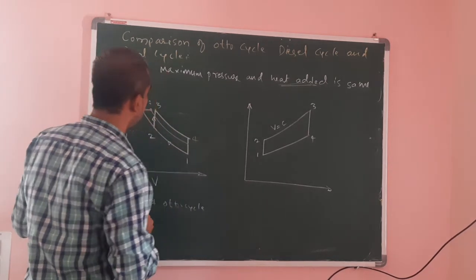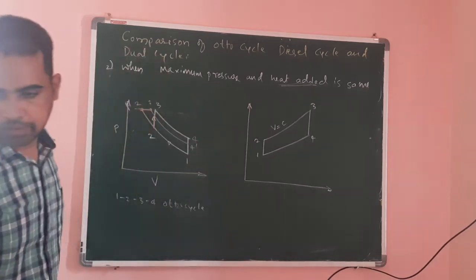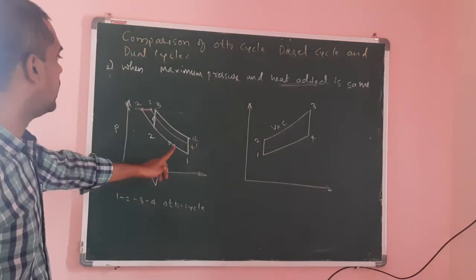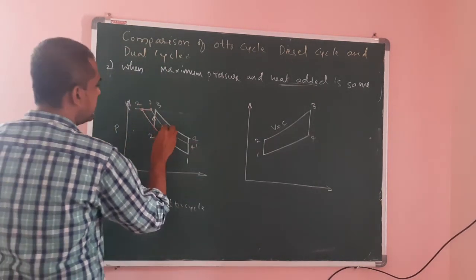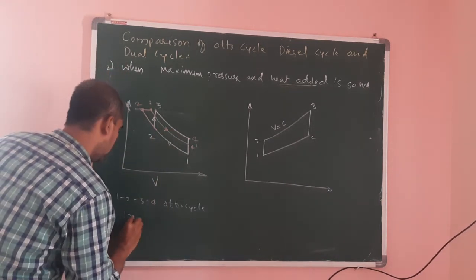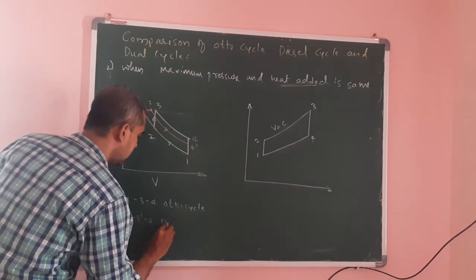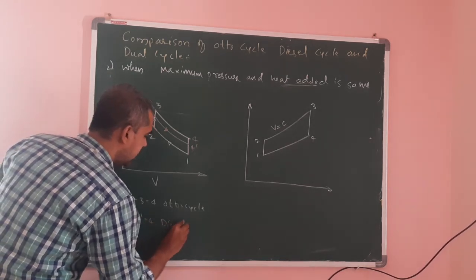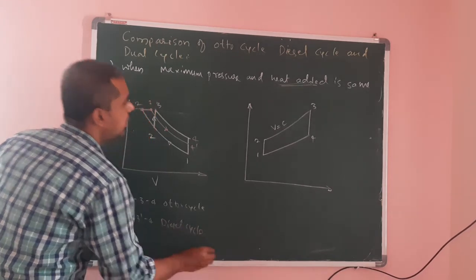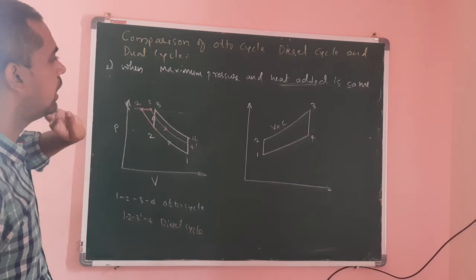This is 4 dash. Here 1, 2, 3 dash, 4 dash represents the diesel cycle.